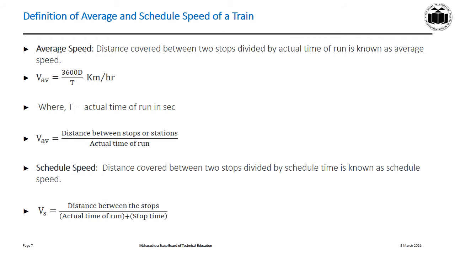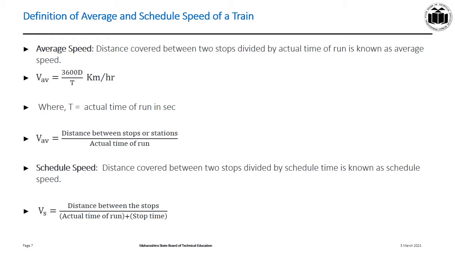First of all, we will see average and schedule speed of the train. The average speed of the train is defined as the distance covered between the two stops divided by the actual time of run. We can also calculate average speed as 3600 D divided by T km per hour, where capital T is the actual time of run in seconds.